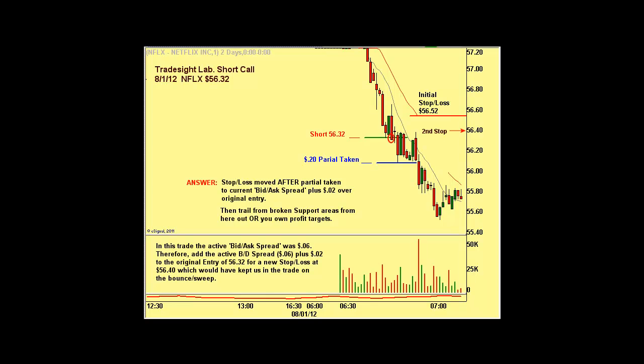In summary of this lesson, our traders were lucky enough to get their partial intraday profit on this trade call. When they did, they noted the current bid-ask spread was 6 cents on the market depth window and simply added 2 cents for the 8 cent guideline. Added that to the original entry for a new after partial stop loss of 56.40 that's still working for some.